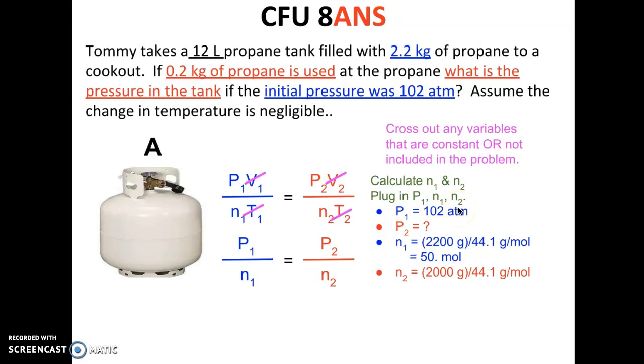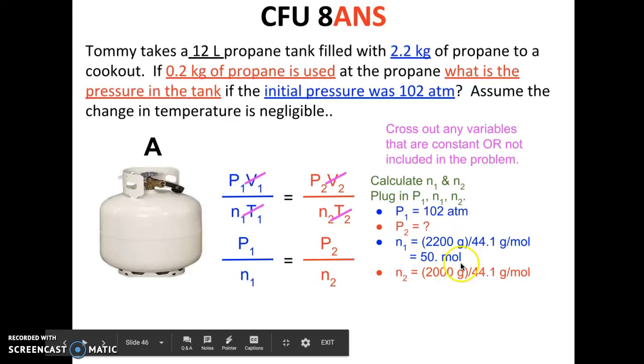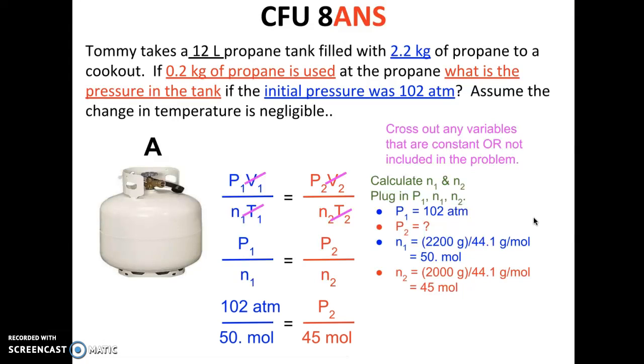For N2, they're telling me that 0.2 kilograms of the 2.2 kilograms were used. So first I subtracted 0.2 from 2.2 to give me 2 kilograms. That's how much was left over, that's my final. And 2 kilograms is equal to 2,000 grams. Again, I divided by the molar mass to get the moles, and I got 45 moles. Now we have all of our values, so we plug that in, cross multiply, solve, and get P2 is equal to 95 atmospheres.